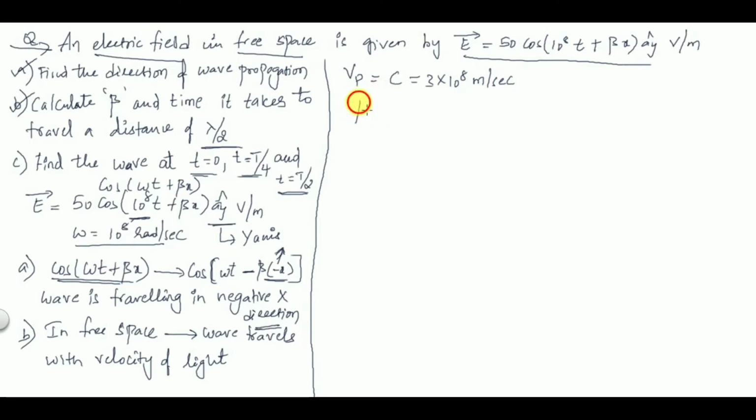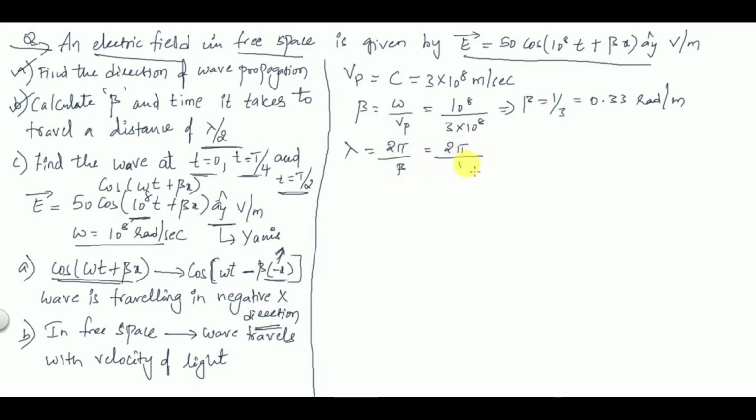So we know that Vp is equal to omega by beta, or beta is equal to omega by Vp. The omega value we know is 10 to the power of 8, and the Vp value is 3 into 10 to the power of 8. So beta is equal to 1 by 3, which we can write as 0.33 radians per meter. So this is the value of beta. Next, we know that lambda is equal to 2 pi by beta. So it will be 2 pi by 1 by 3, which is 6 pi.